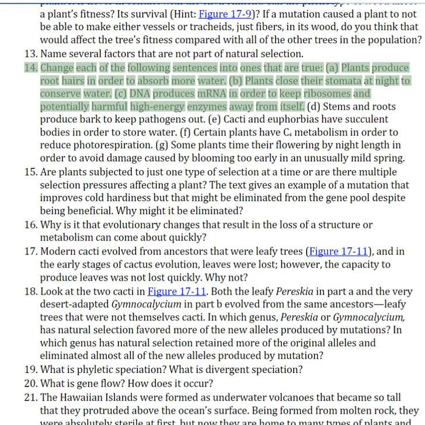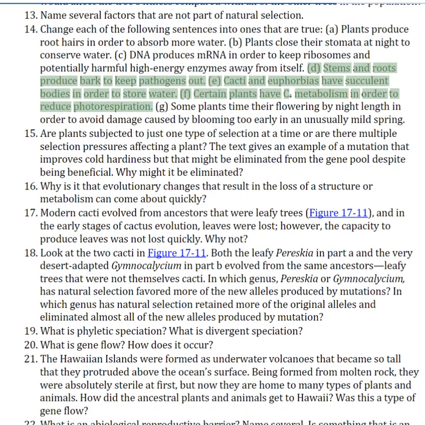Plants produce root hairs in order to absorb more water. Plants close their stomata at night to conserve water. DNA produces mRNA in order to keep ribosomes and potentially harmful high-energy enzymes away from itself. Stems and roots produce bark to keep pathogens out. Cacti and euphorbias have succulent bodies in order to store water. Certain plants have C4 metabolism in order to reduce photorespiration.